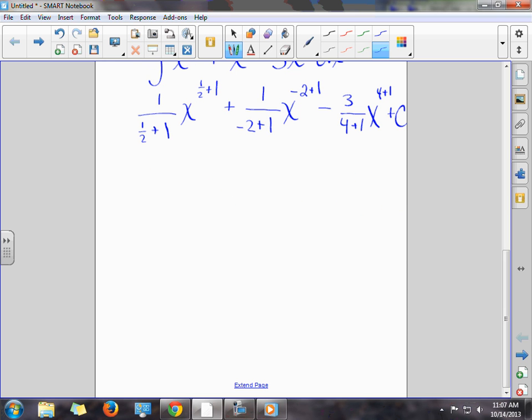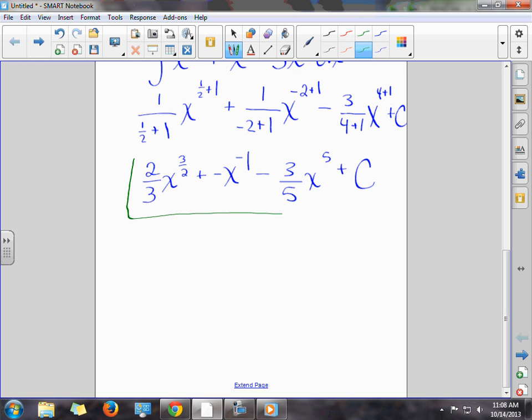So now we just clean up a little. 1/2 and 1 is 3/2. If I take the reciprocal of that, I get 2/3. So this is 2/3 x to the 3/2 plus, this now becomes 1 over negative 1, so that's just a negative x to the negative 1. And then this becomes negative 3/5 x to the 5th plus c. And that's it. And there's my antiderivative. I could always check my work by differentiating and making sure that I get what I'm starting with.